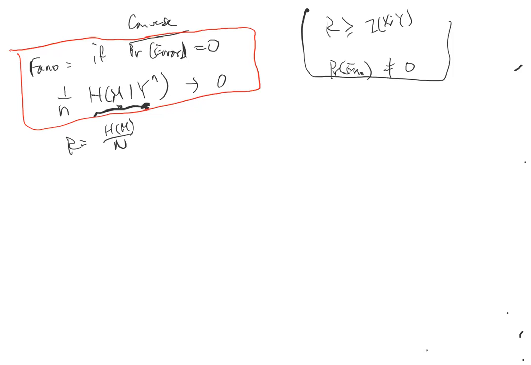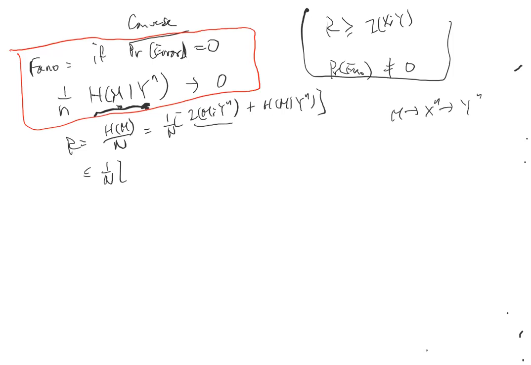So, this I can expand as 1 over n times (I(M; Y^n) plus H(M given Y^n)). This is just expanding H(M) here. And this will be less than or equal to, we're using the data processing inequality because we have this Markov chain here: M, and then generate this X^n, and then I have Y^n here. So therefore, mutual information between X^n and Y^n is bigger than or equal to mutual information between M and Y^n. So this is less than or equal to I(X^n; Y^n) plus H(M given Y^n).